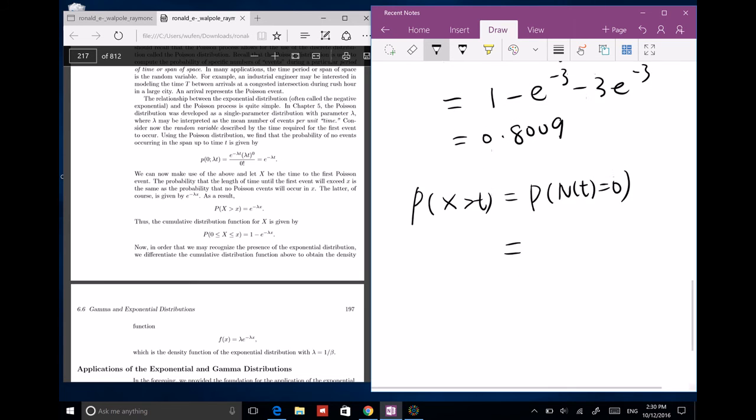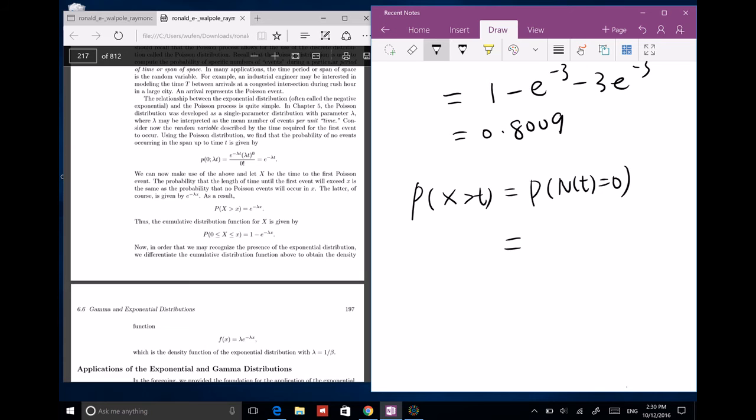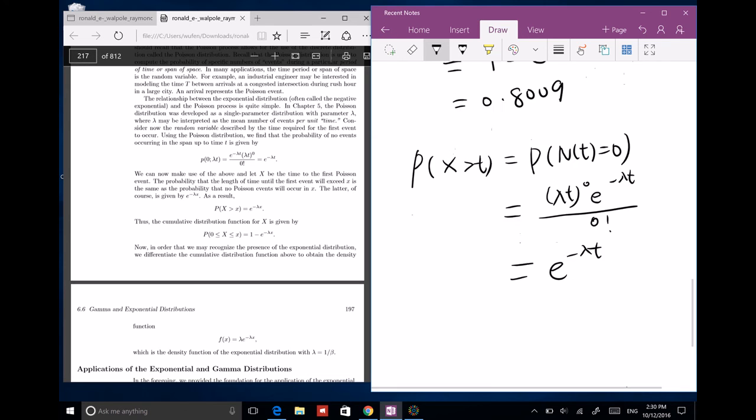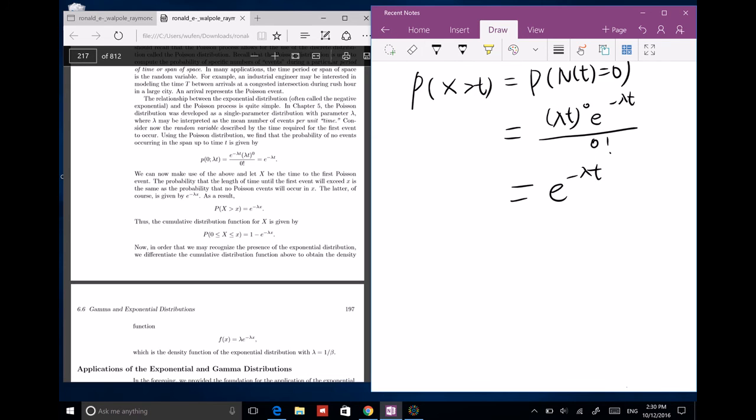You can use the Poisson distribution again. You get the Poisson distribution is lambda t to the 0 times e to negative lambda t over 0 factorial, which is e to negative lambda t. And then the probability that a baby is born during this time is p(x less than or equal to t) equals 1 minus e to negative lambda t. Okay, so this is a continuous function now.